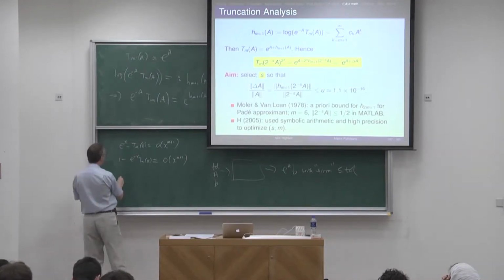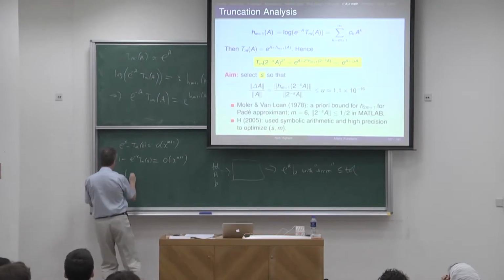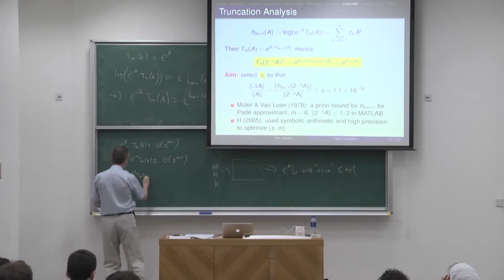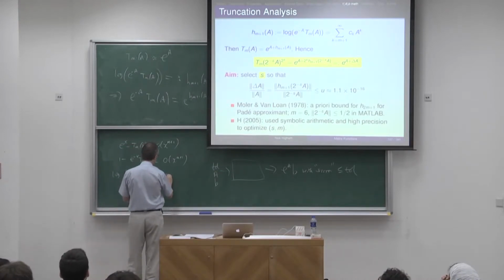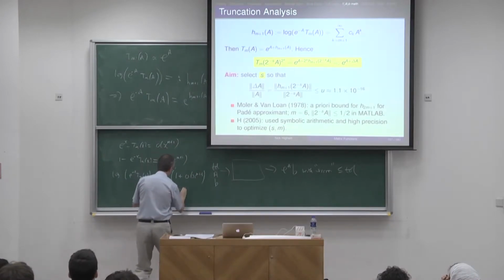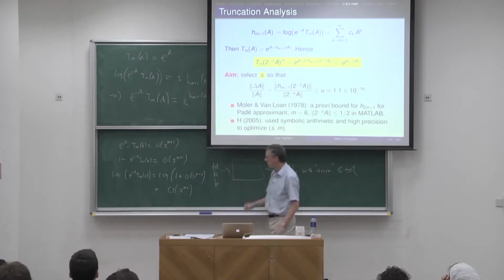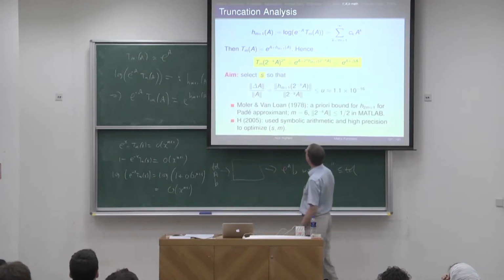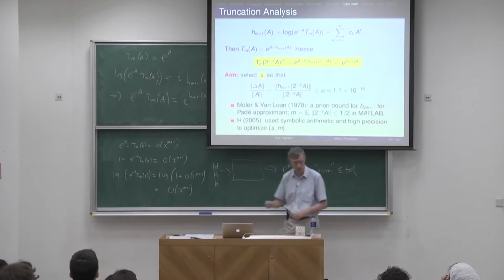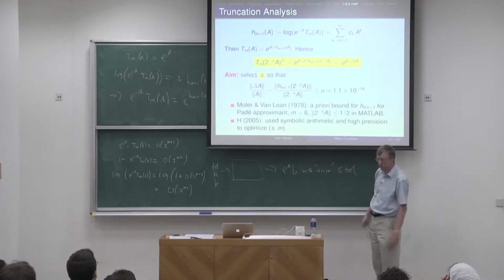And then if I take logs, or if I rearrange and take logs, then log of e to the minus x t_m of x is log of 1 plus big O x to the m plus 1, which is big O x to the m plus 1. So that tells me that h_{m+1} will be a power series starting with terms a to the m plus 1.